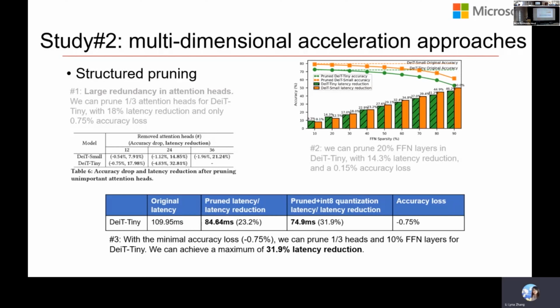Finally, we prune both attention and FFN layers. We set different combinations of attention heads and FFN sparsity to prune. Our experiment results suggest we can prune 1/3 head and 10% FFN in each encoder layer. This results in a minimum of 0.75% accuracy loss with a 23.2% latency reduction. We also conduct int8 quantization to the pruned model, and the final model saves 32% latency compared to the DeiT-tiny.